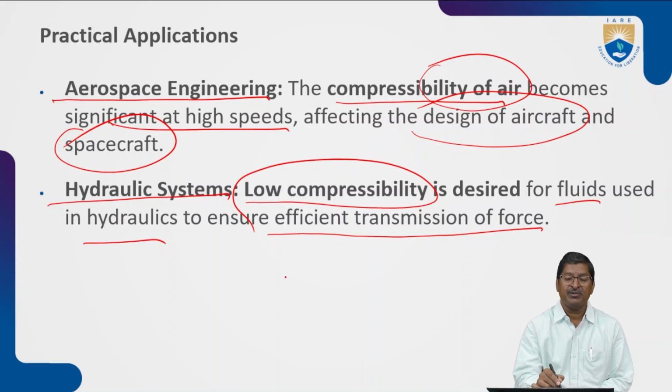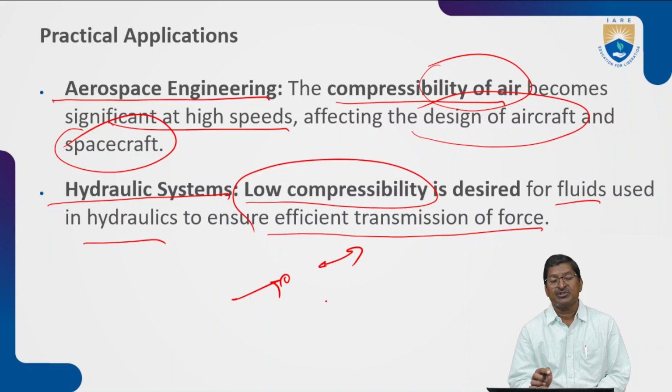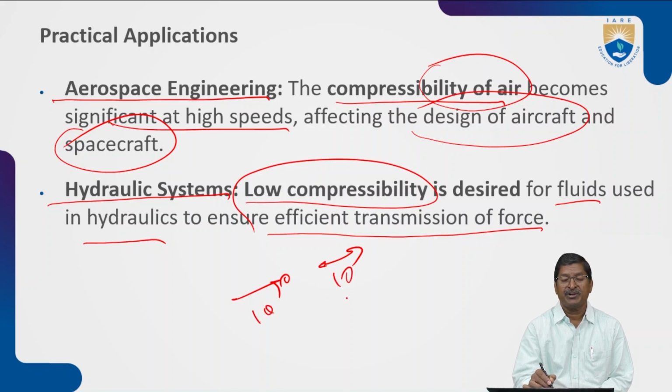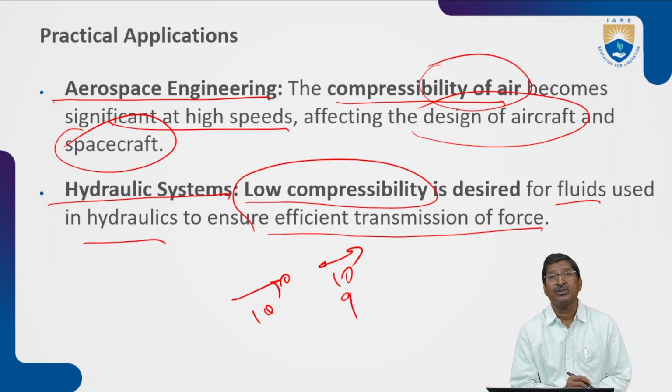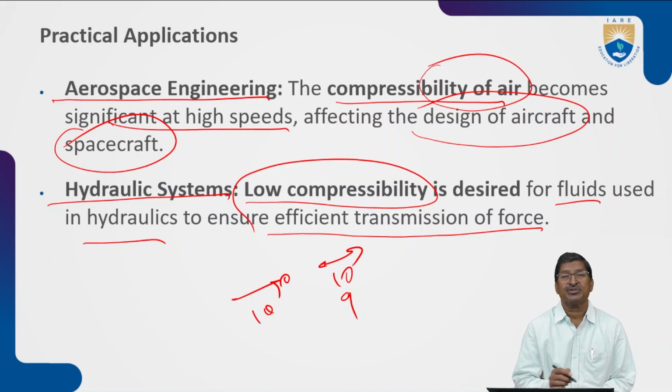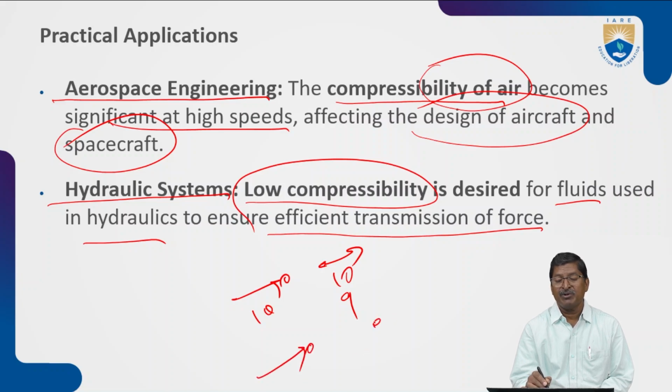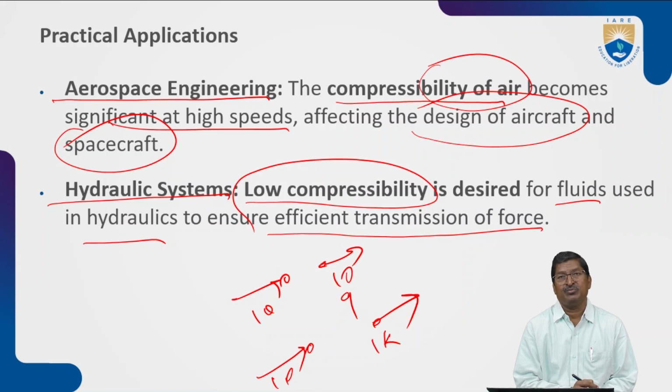So from one point to another point, if you apply a load, there is efficiency of the load transmission. Suppose 10 kg, this also will be 10 kg, or 9 kg. So more efficiency will be there. In the case of high compressibility, that means compressible fluids, whatever load is applied here will not be transferred here. If it is 10 kg, maybe 1 kg, like that. So low compressibility fluids are desired to design hydraulic systems.